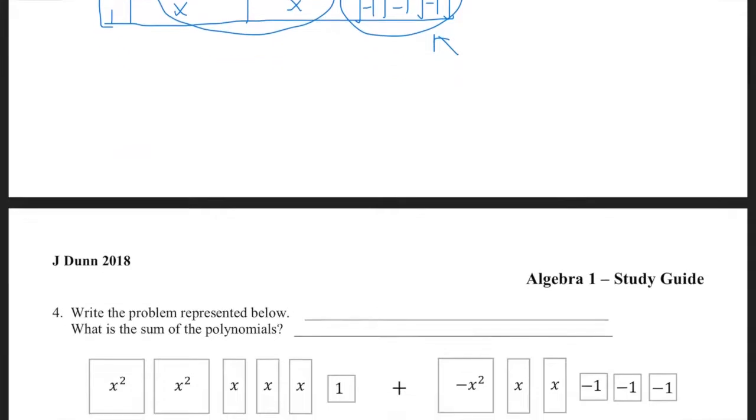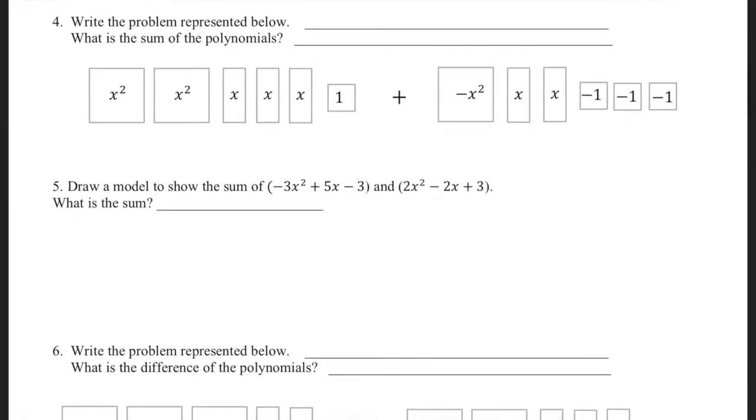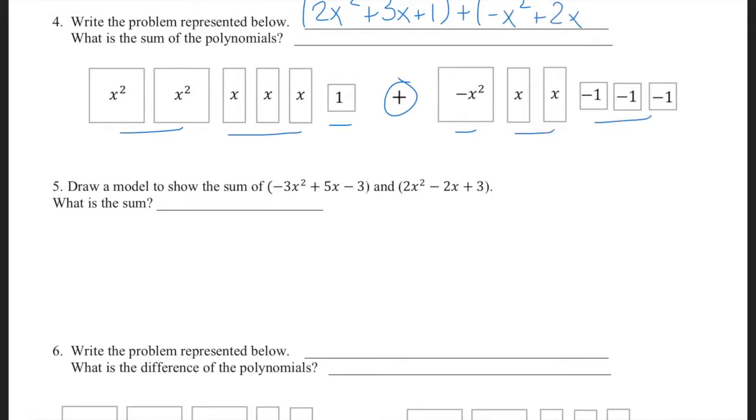Let's roll on to the next page. Write the problem represented below. So I have 2x squared plus 3x plus 1 plus negative x squared plus 2x minus 3.